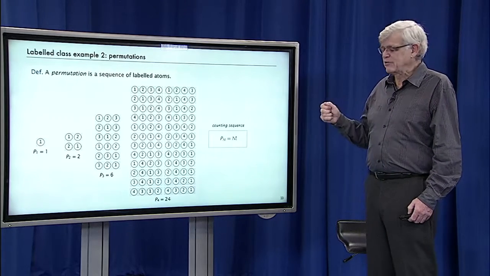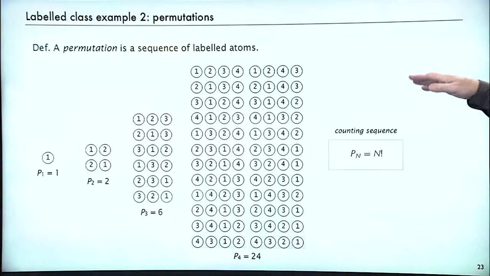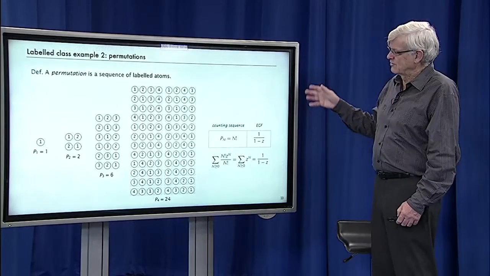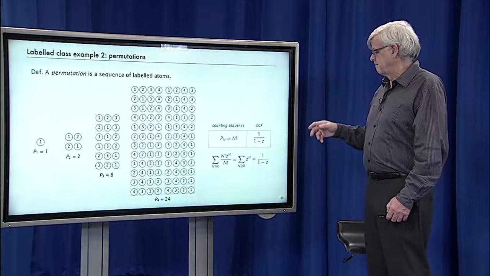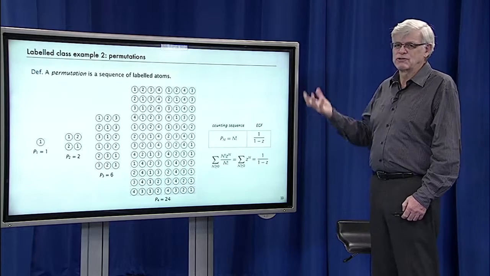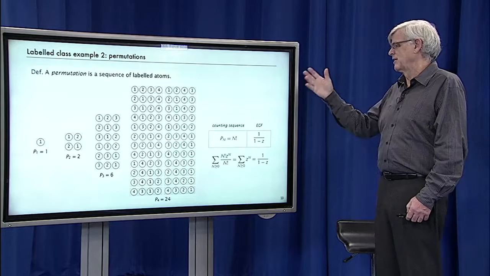So what's the exponential generating function for permutations? Well, there's n factorial permutations of size n, and so the exponential generating function is that divided by n factorial times z to the n, which just leaves us with sum of z to the n, or 1 over 1 minus z. So that's another basic combinatorial class. The n factorial serves to stop the generating function from blowing up too much because of all the different possibilities induced by the orderings.